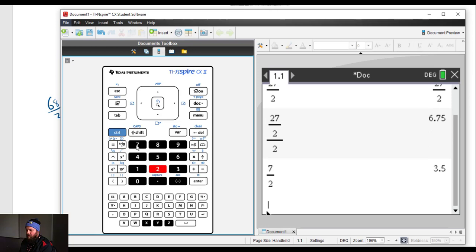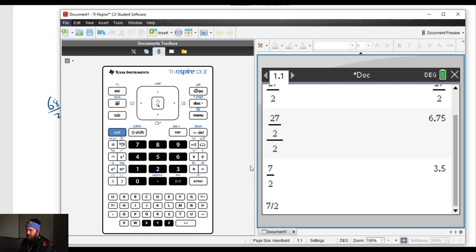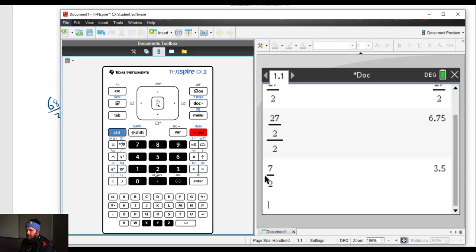Oh, if my pen will work for me today. And it's still not doing it. Oh my goodness. What is going on? It's a conspiracy. 27 divided by 2. Control Enter. There we go. That's the number I wanted.